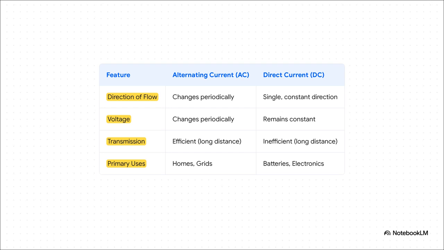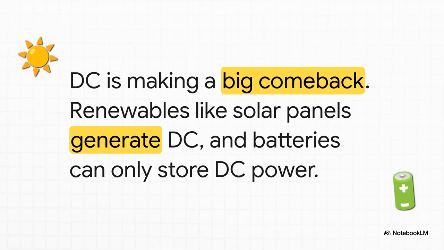On the other hand, you have AC. Its flow is wild, and its voltage is always changing, which isn't great for a microchip. But that very same property lets it work with transformers, making it the undisputed champion of getting power from the plant to your plug efficiently. But you know, the story doesn't end there. In a really fascinating twist, DC, the original runner-up, is making a massive comeback. And why? Because our entire clean energy future is being built on it.